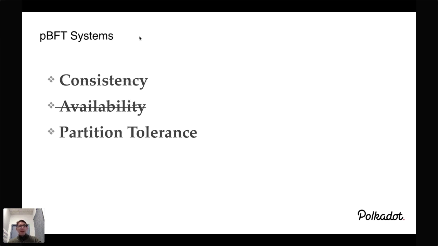PBFT, on the other hand, prizes consistency over availability. So if there is some sort of inconsistency where some nodes think something is different or can't connect, the system may stall. That is, it may not be able to continue forward. Okay? However, it will always be consistent. So neither of these are quote unquote right, but both of them have certainly benefits to them.